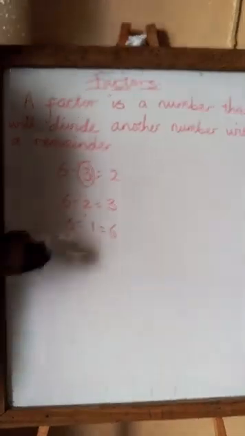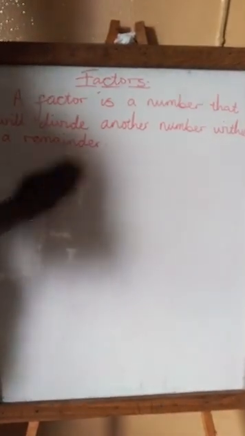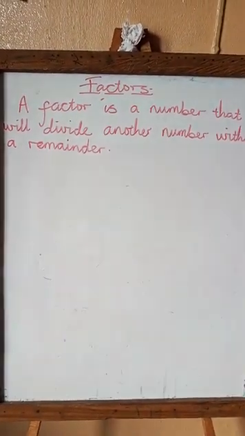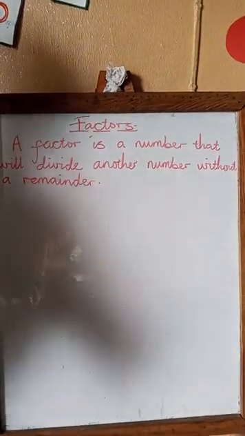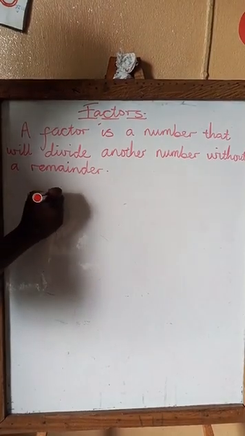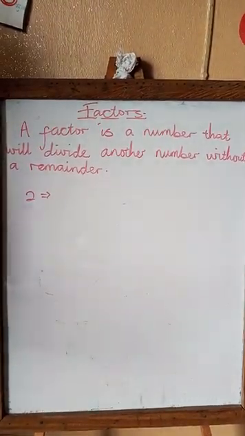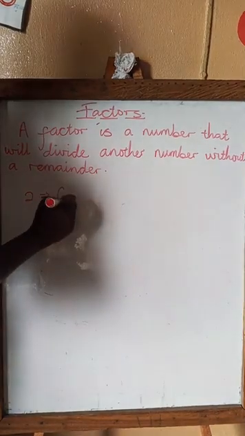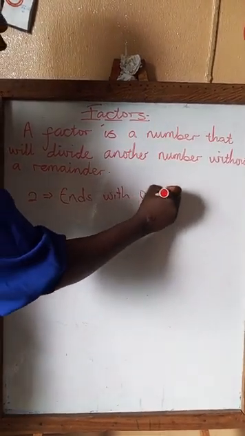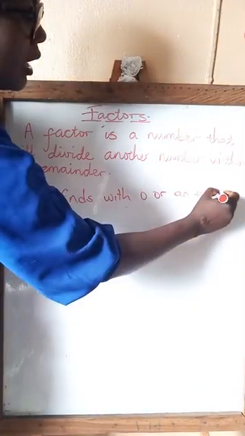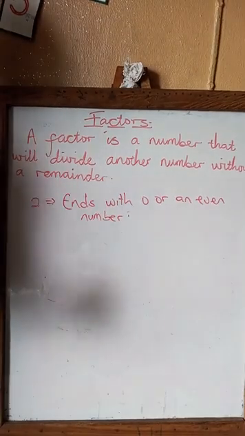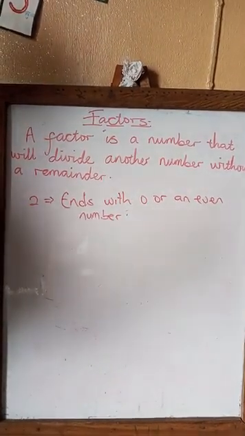Quickly, let us go into this fun fact test. We'll be looking into some facts that will tell us if a number is a factor of another number. So now let's quickly start with 2. 2 is a factor of any number that ends with 0 or an even number.